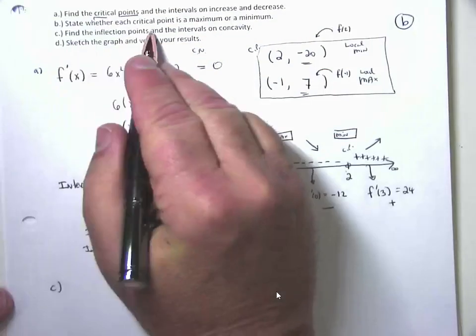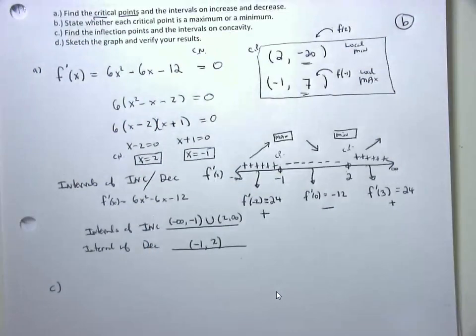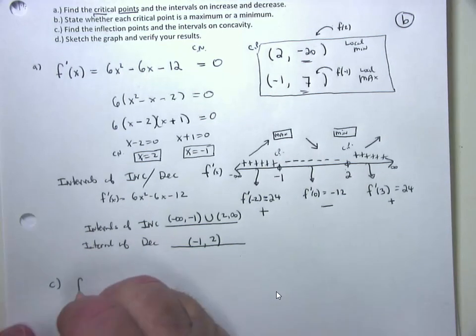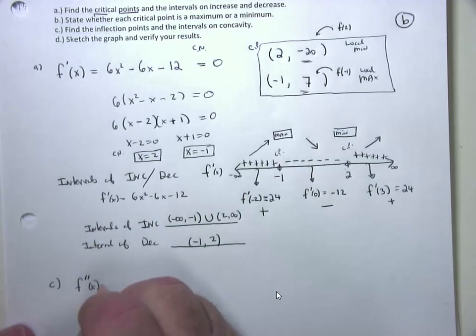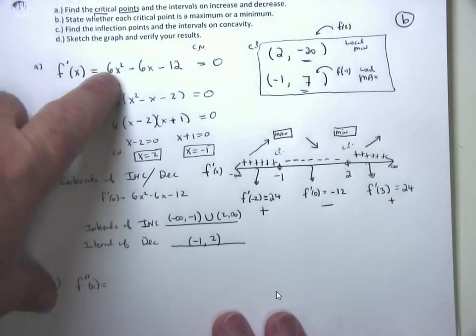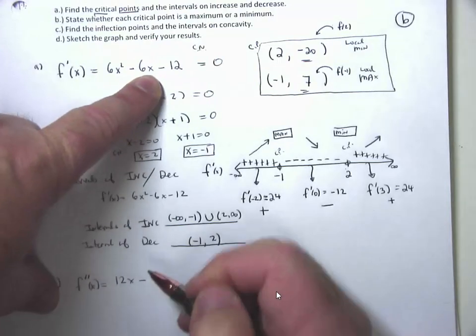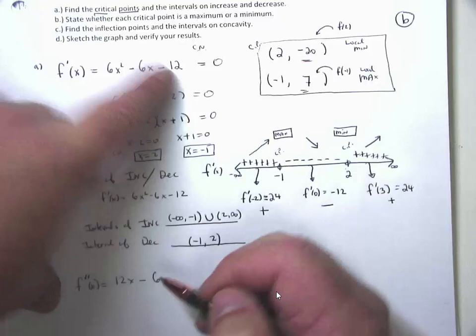Part C asks you to find the inflection points and intervals of concavity. I'm going to do the exact same thing except on a next level derivative. Inflection points. How do you find an inflection point? You take the second derivative, set it equal to 0, and solve. So my second derivative is the derivative of the first derivative. What's the derivative of 6x squared? 12x. Minus, what's the derivative of 6x? 6. And the derivative of minus 12 is 0.